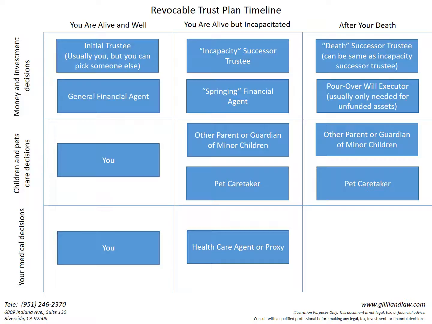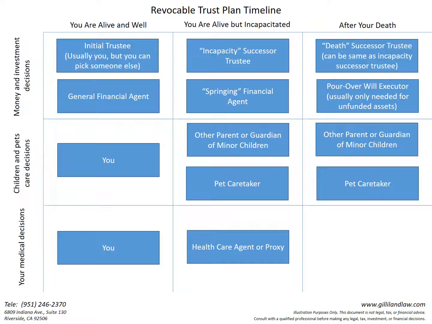Now when we get down to the second box, children and pets care decisions, obviously it's just you. You're the trustee, you or your spouse, you and your spouse, whatever your unique situation is. Then again, your medical decisions, you're alive and well, you make those. The trust doesn't affect any of those important aspects.